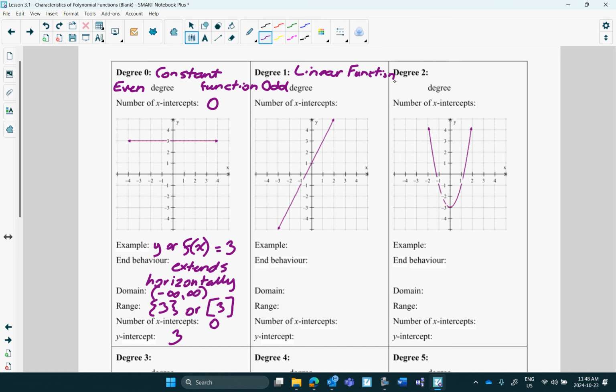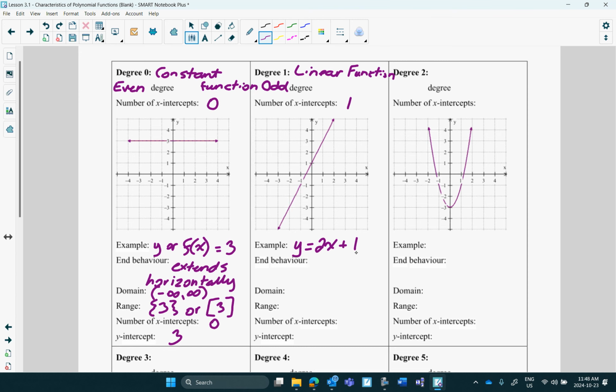How many x-intercepts does this have? 1. Here's an example of a linear function. This specific one is y equals, I'm looking at the slope and y-intercept, 2x plus 1. That's the name of this one.